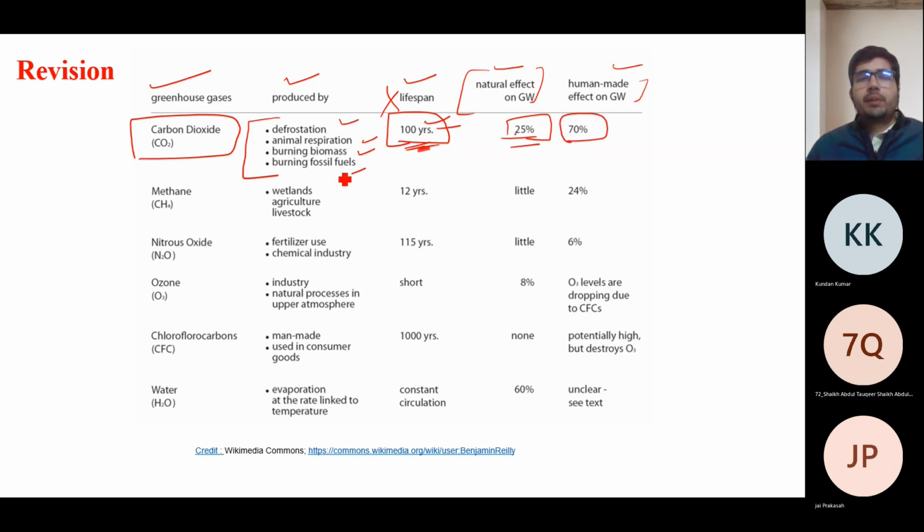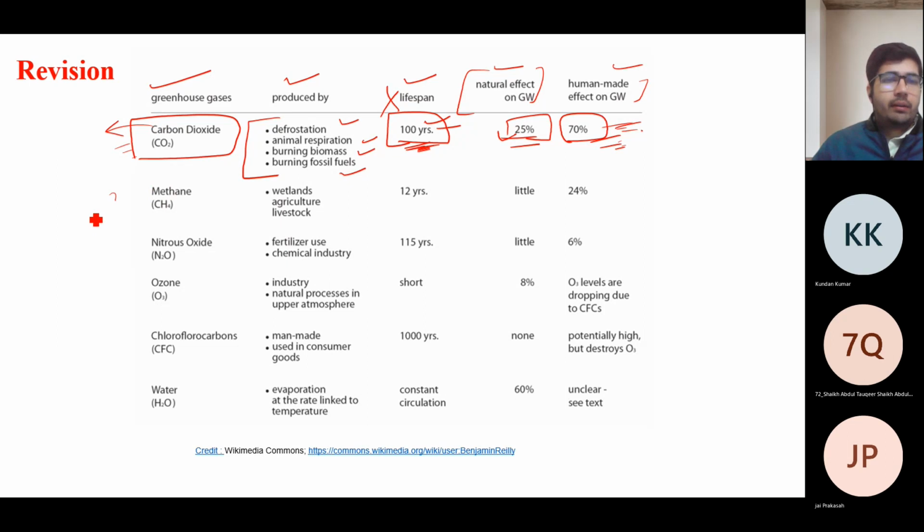That 25% was already there in the atmosphere before our industrial revolution. So that was not hampering the global warming, but the 70% is around thrice this 25%. That is the main reason. So the human-made effect on global warming is 70%. So we have to reduce the emission of CO2, carbon dioxide, to the atmosphere. Only then can we mitigate global warming and climate change.